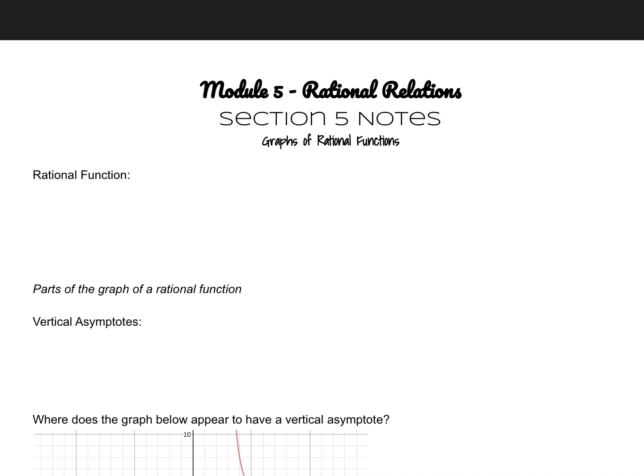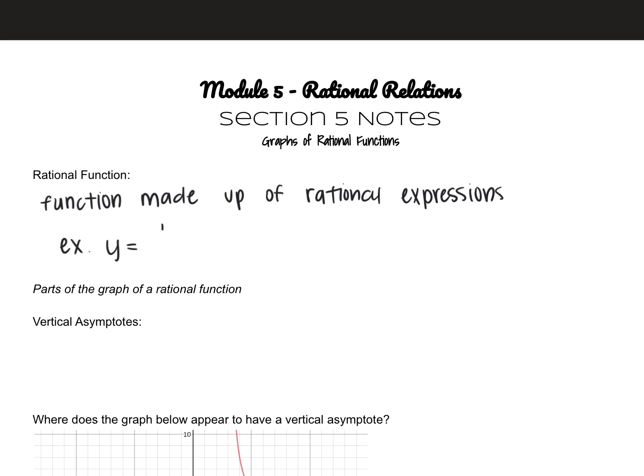In the last section of Module 5, we are going to take a look at graphs of rational functions. So first we're going to define what a rational function is. A rational function is a function made up of rational expressions. So for example, you can have y equals 1 over x. That's the most basic rational function. We can also have it in the form f of x equals x plus 1 over x squared minus 1. That is also a rational function. It is made up of a rational expression.